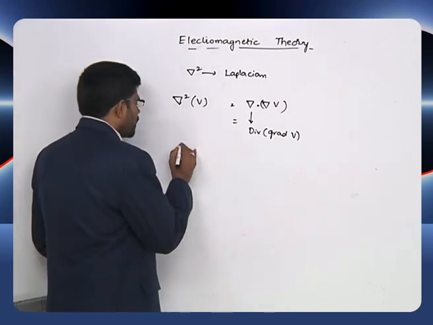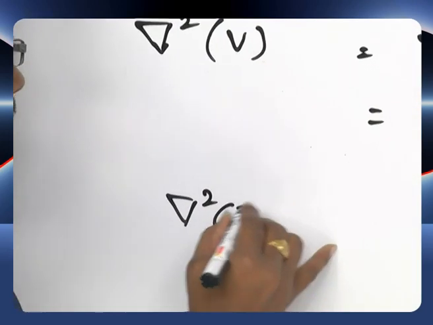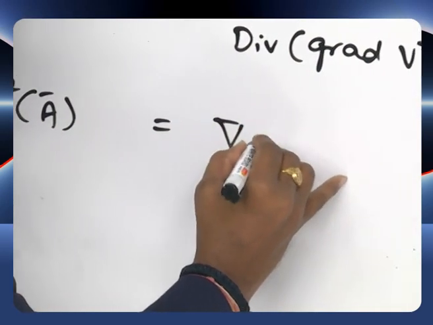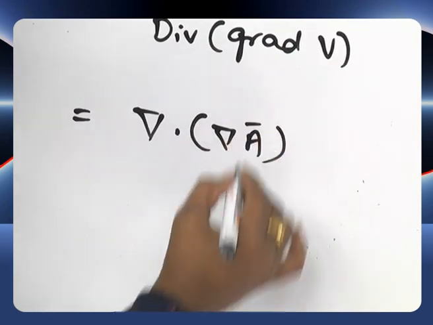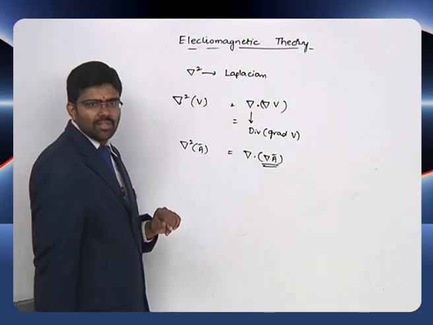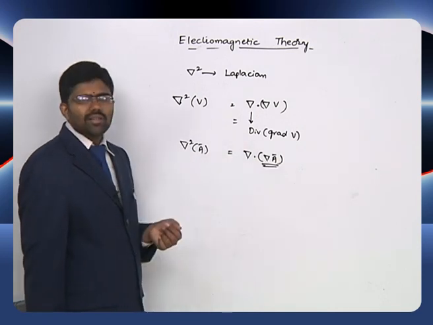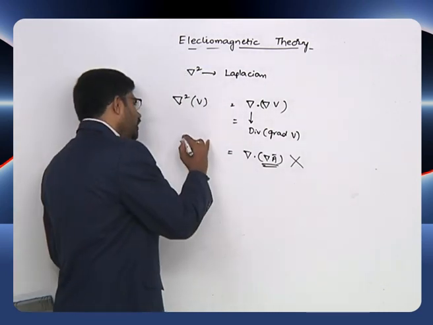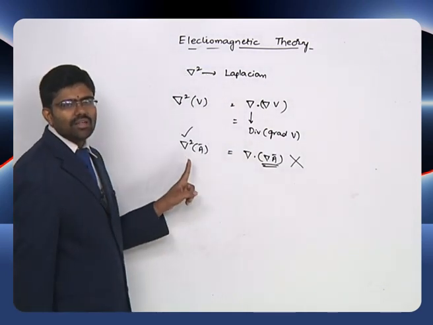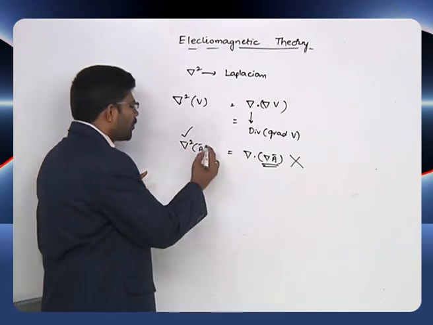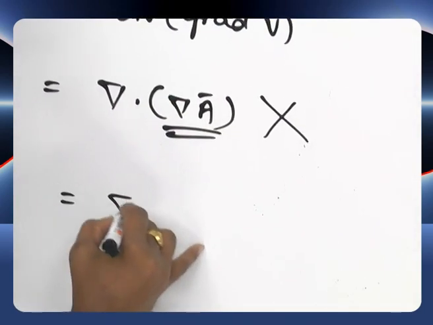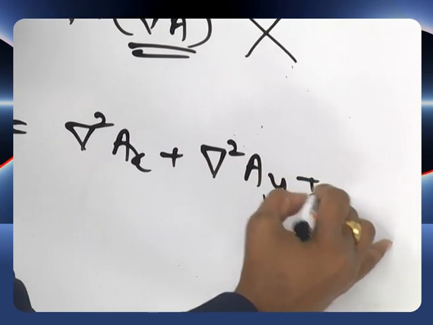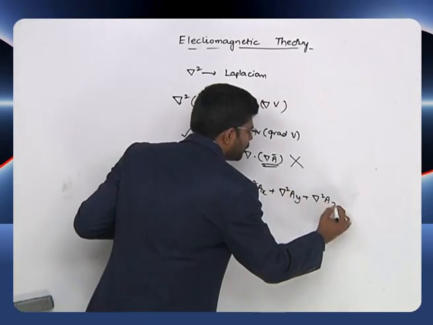And if you consider a vector A bar, del square A bar. If you go for the same analysis, then what we get is del dot A bar. Here this is an invalid one. That's why we can't apply the del operator directly on A bar. So clearly this analysis is not suitable for vector. So what we have to do is directly consider this del square operator on A. If you consider del square operator directly on A, the result will be like this. That is del square Ax plus del square Ay plus del square Az.